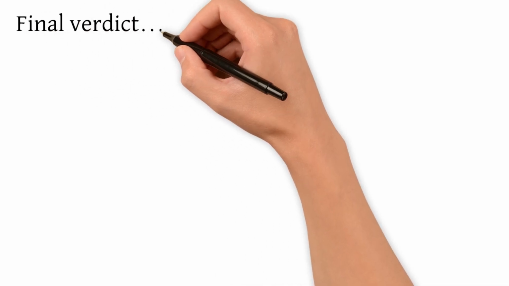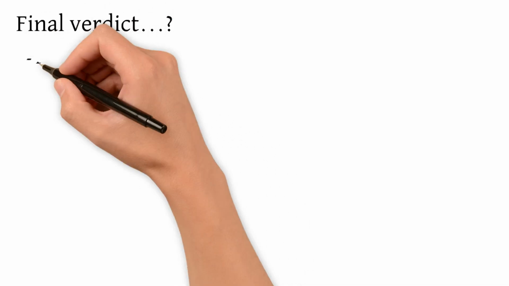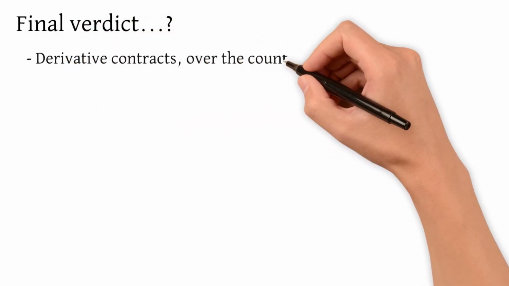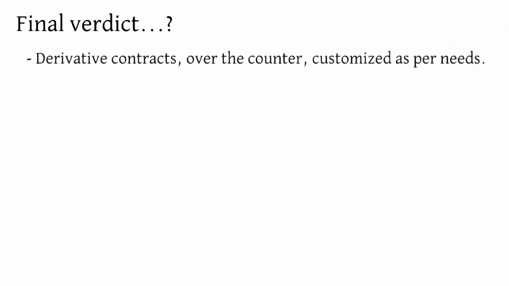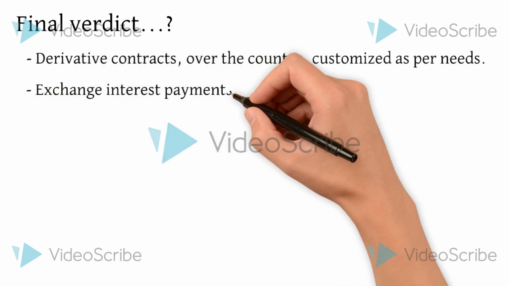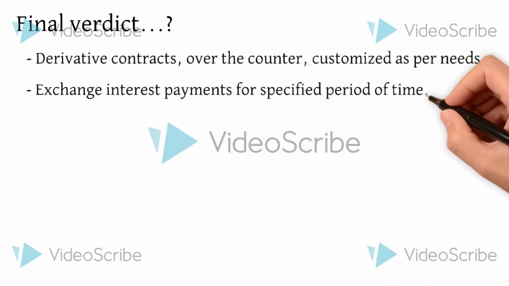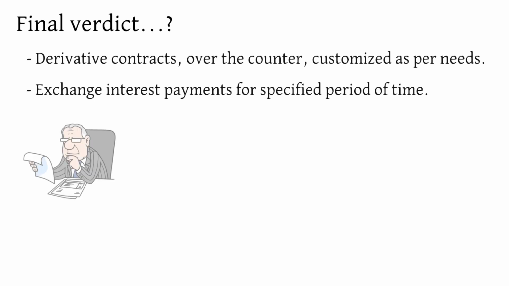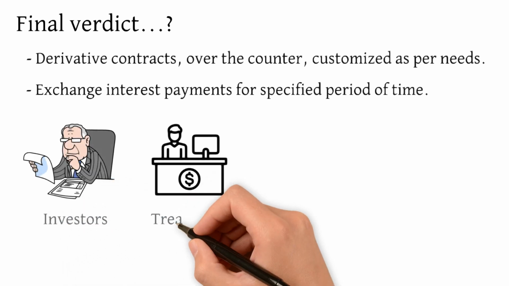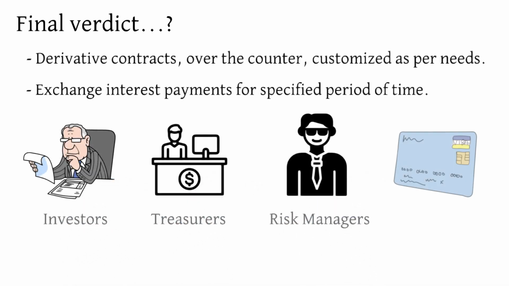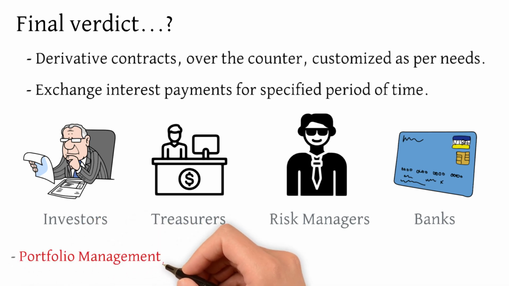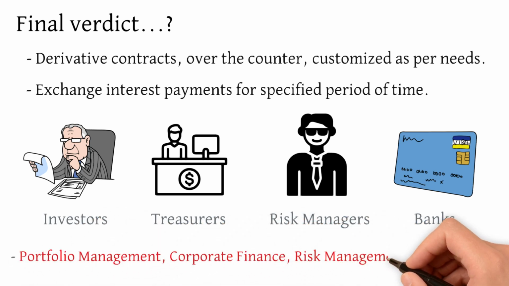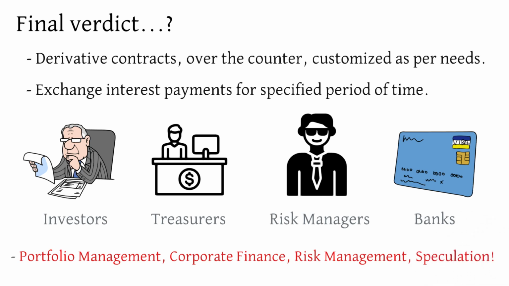So what's the final verdict? Interest rate swaps are derivative contracts that trade over the counter. They can be customized to suit each party's needs. Parties are able to exchange interest payments for a specified period of time on a certain principal amount. They are handy for investors, corporate treasurers, risk managers, and banks. They have several potential uses in portfolio management, corporate finance, risk management, or just simply in speculation.